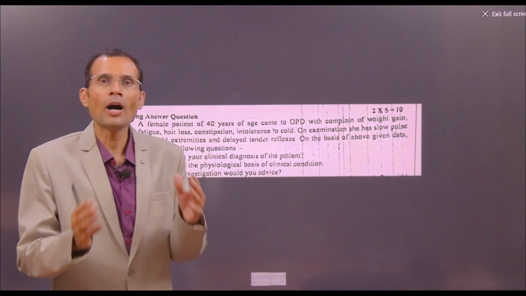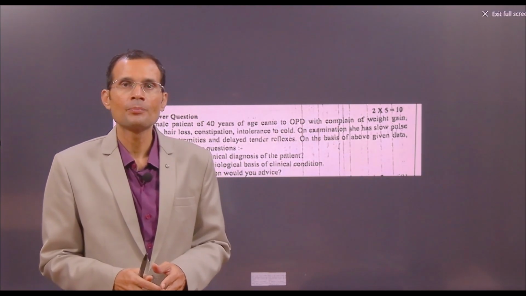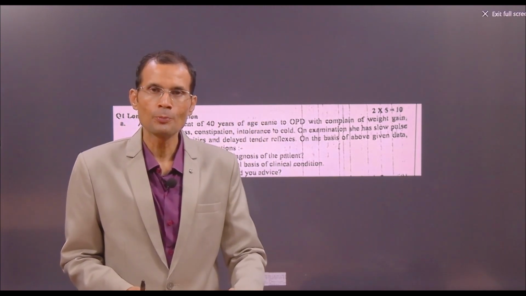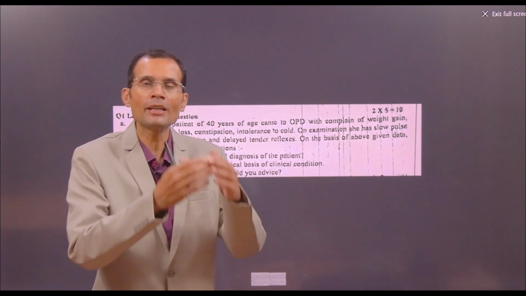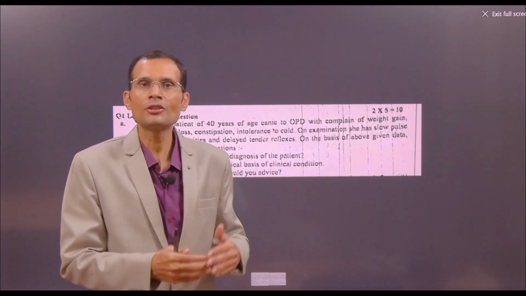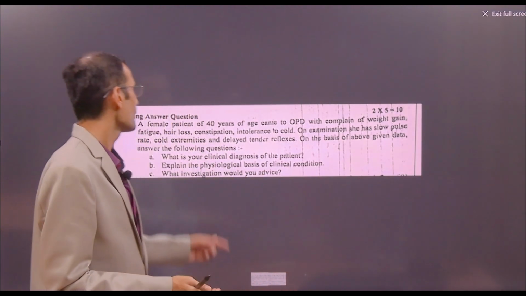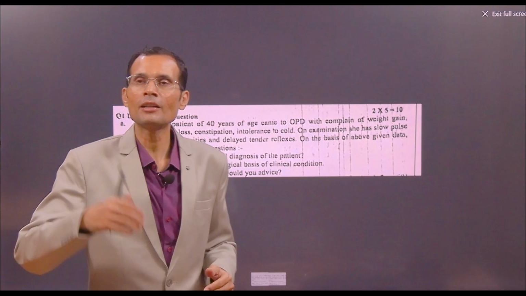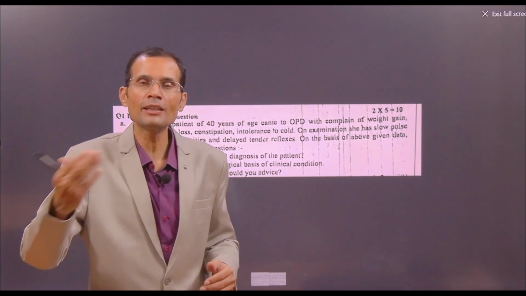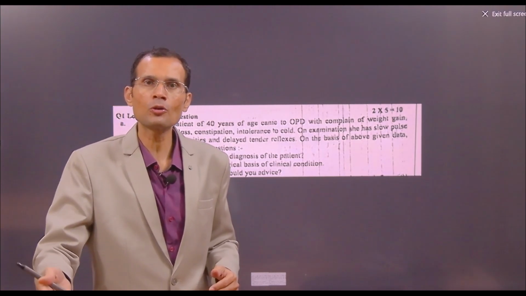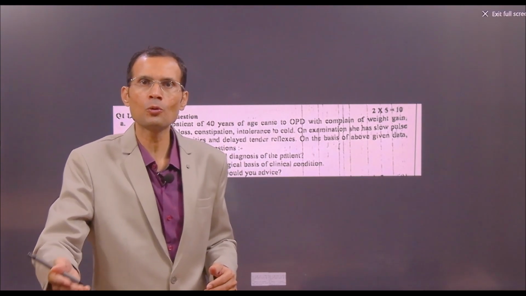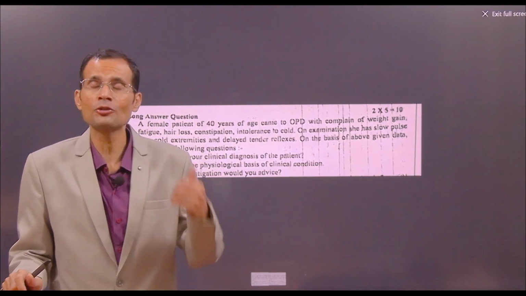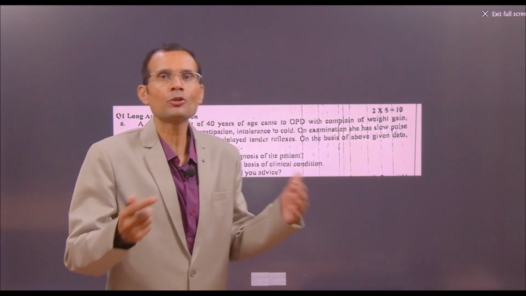Weight gain. Why? You have to explain that. BMR is slow. That means energy is being conserved. Energy stored, weight gain. Or intolerance to cold. Why? Because the person is unable to increase the BMR while going into the cold. When the person goes into the cold, the BMR is not increasing. Heat production is not happening in the body. So, intolerance to cold.